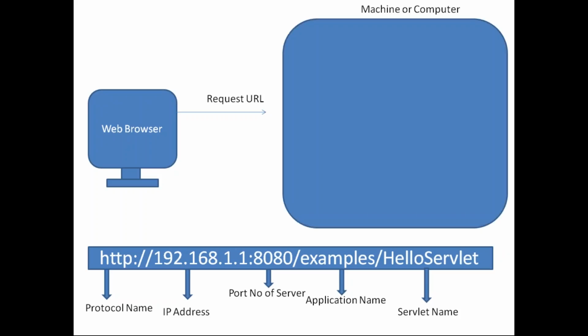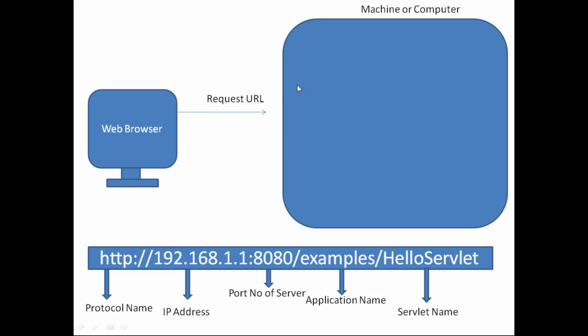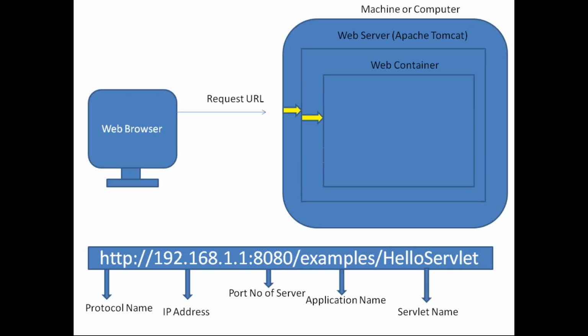So firstly, the request comes to the machine which is identified by the IP address. After that, execution will go to the Tomcat server, which is identified by the port number, and inside the Tomcat server, the web container is there that contains all the web applications. So it searches where your example application is.